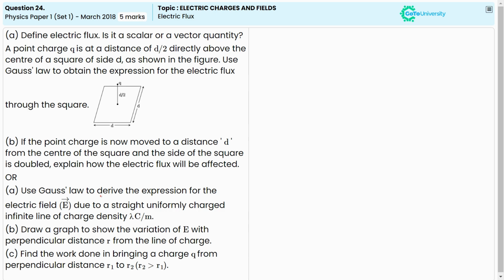Use Gauss law to derive the expression for the electric field E vector due to a straight uniformly charged infinite line of charge density lambda coulomb per meter. Okay. Now we'll derive the expression.